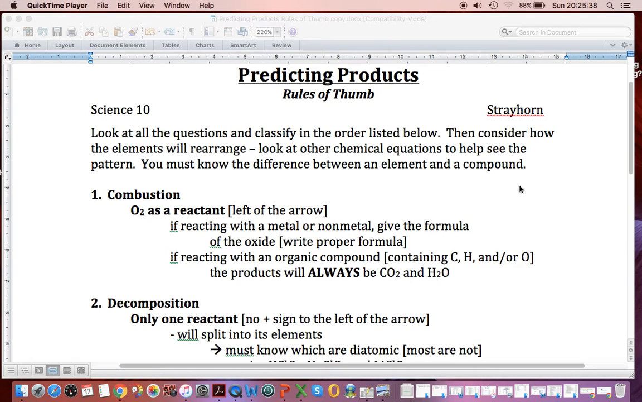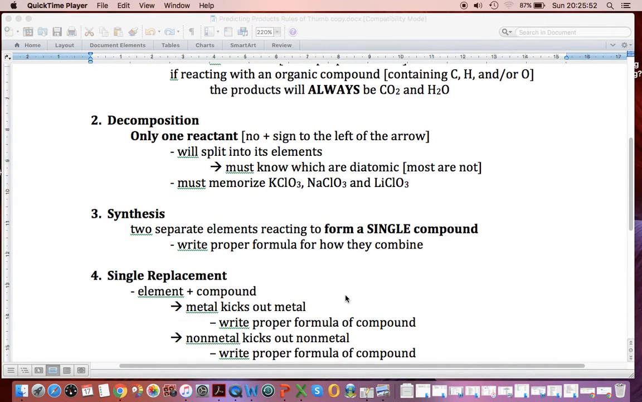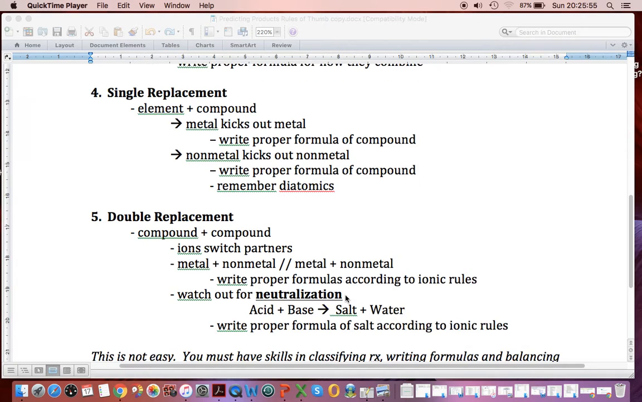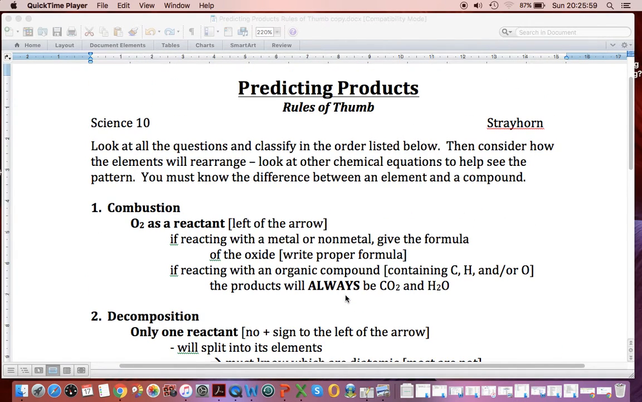Now, when you attack these questions, this is telling you the order in which to do the questions. It's telling you first go after combustion. Second, you're going to go after all the decomposition reactions. Then the synthesis, then the single replacement, then the double. And basically we're going from the easier reactions to the more complex. And there are some advantages to doing it this order.